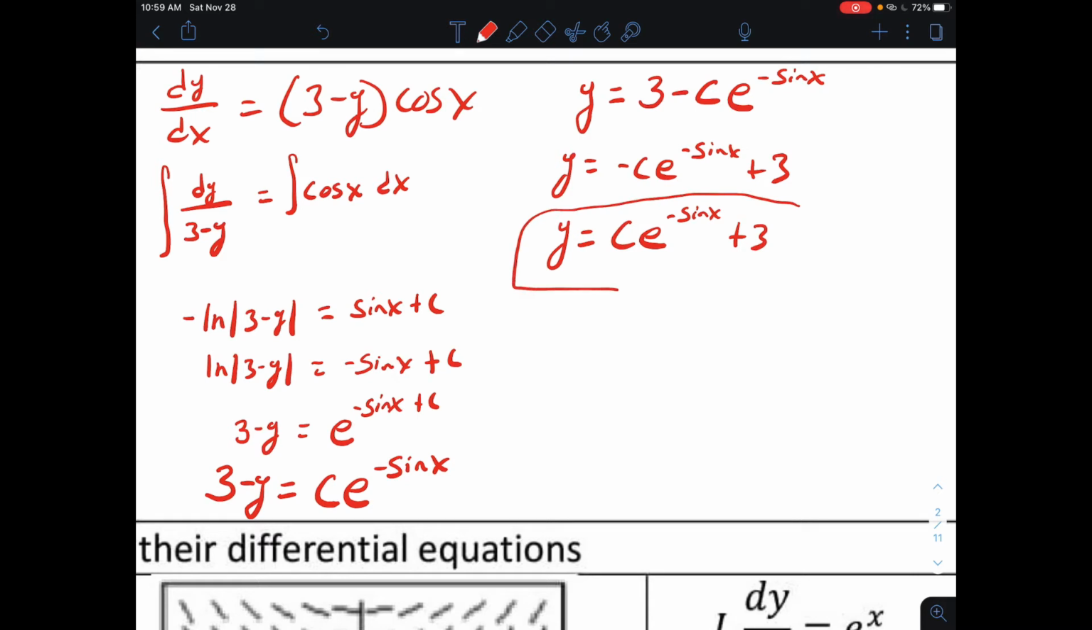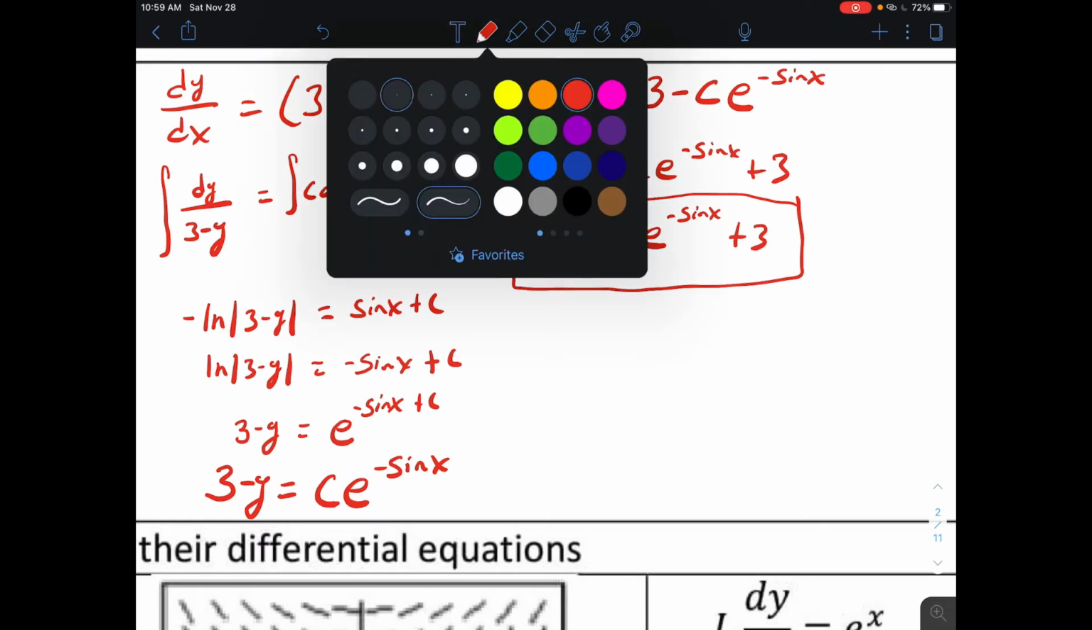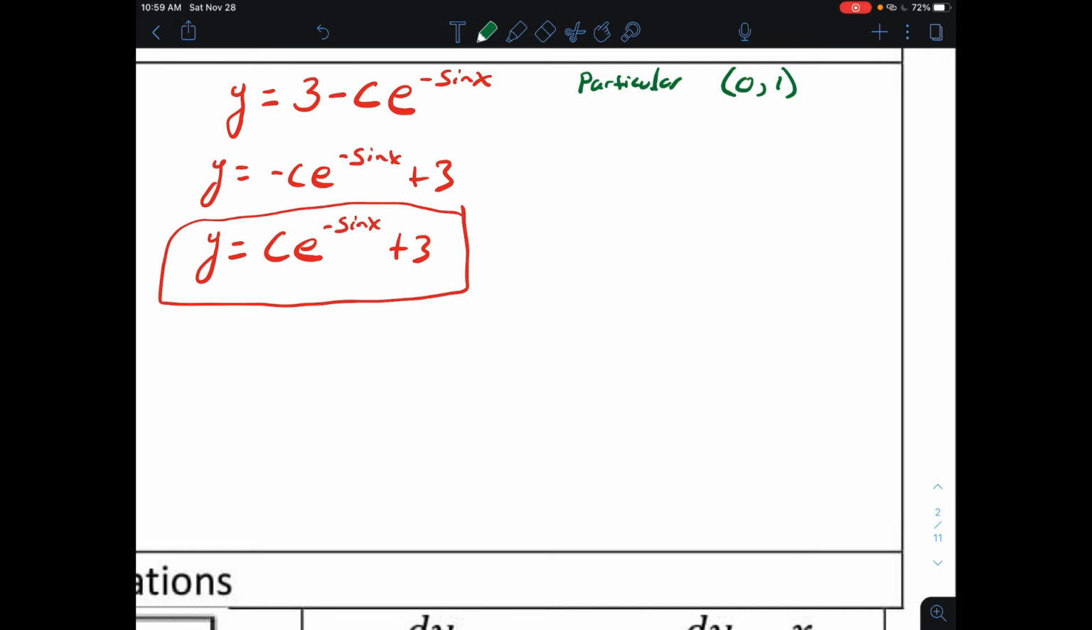And I could leave it like this right here and say, all right, there's our general solution that we're now going to find particular solutions for based on the points that are given. So our first point for a particular solution, we have the coordinate 0, 1.